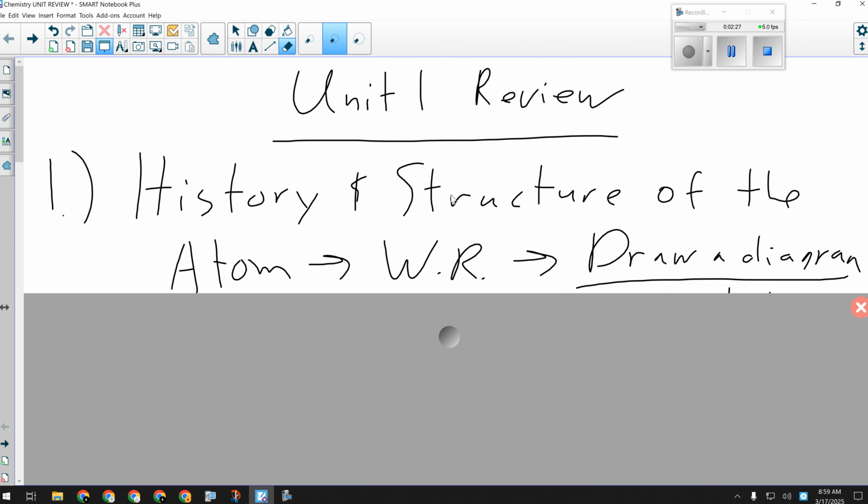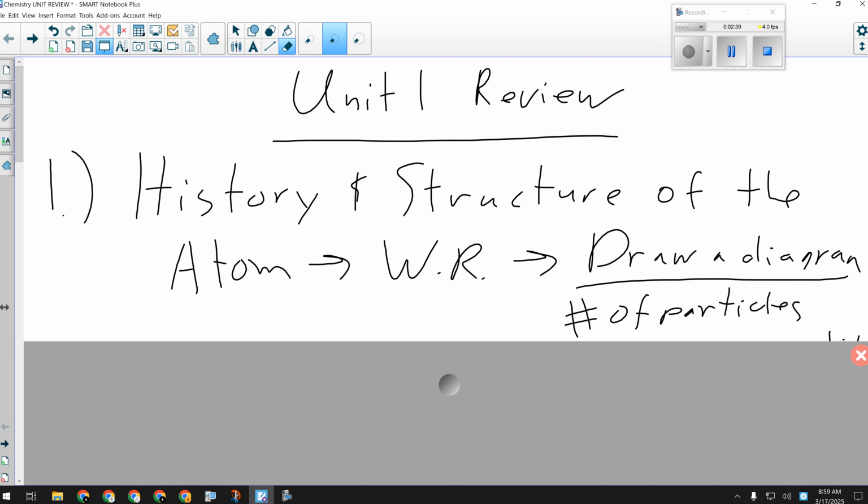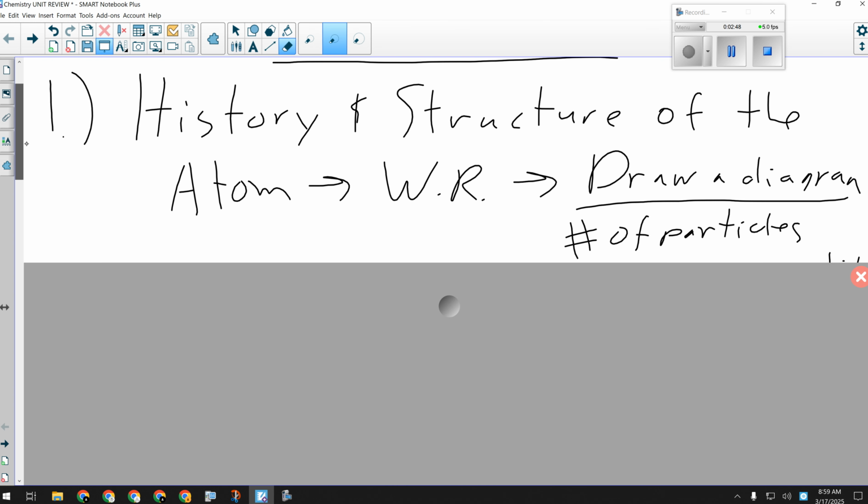Mr. Coderre, this is a proton. Mr. Coderre, this is a neutron. So that I know what I'm looking at, and then you get your full marks because I'm not confused. All right, so draw a diagram. Correct number of particles, right model, everything in the right place. 5 marks. Pretty easy written response question for 5 marks.